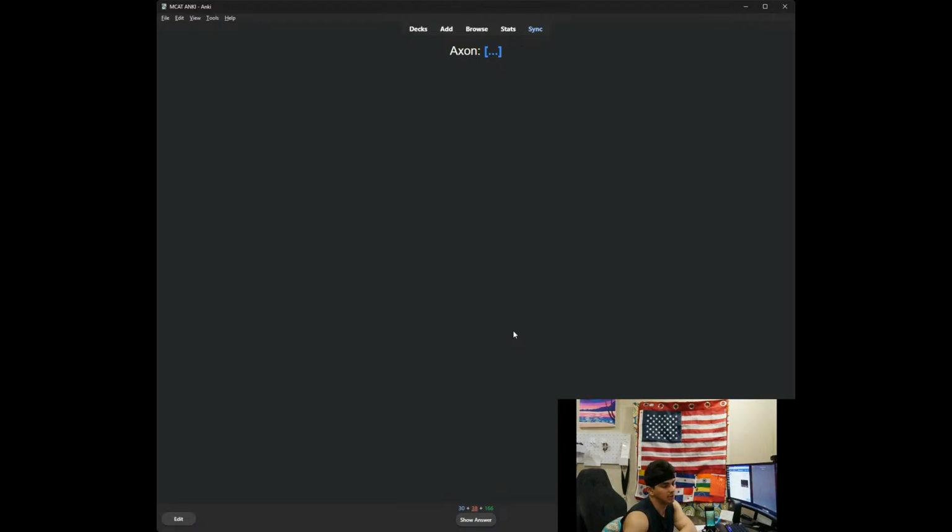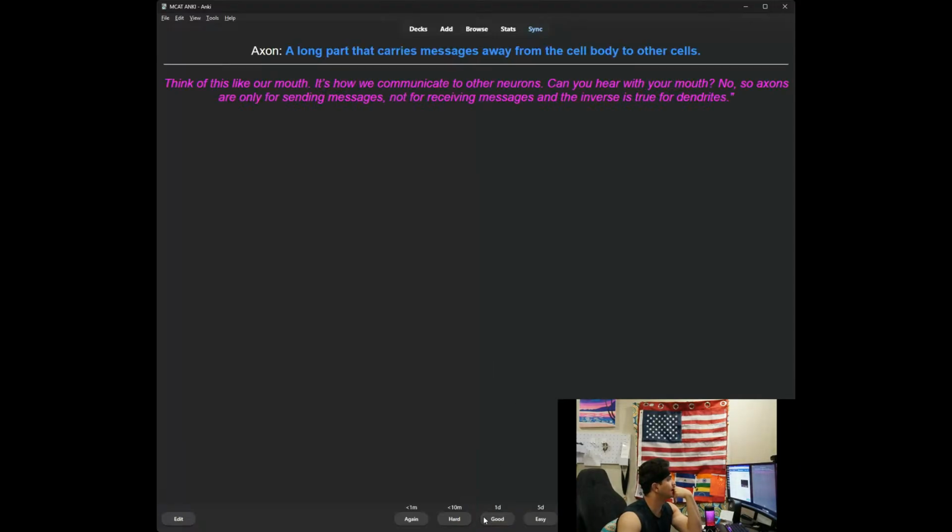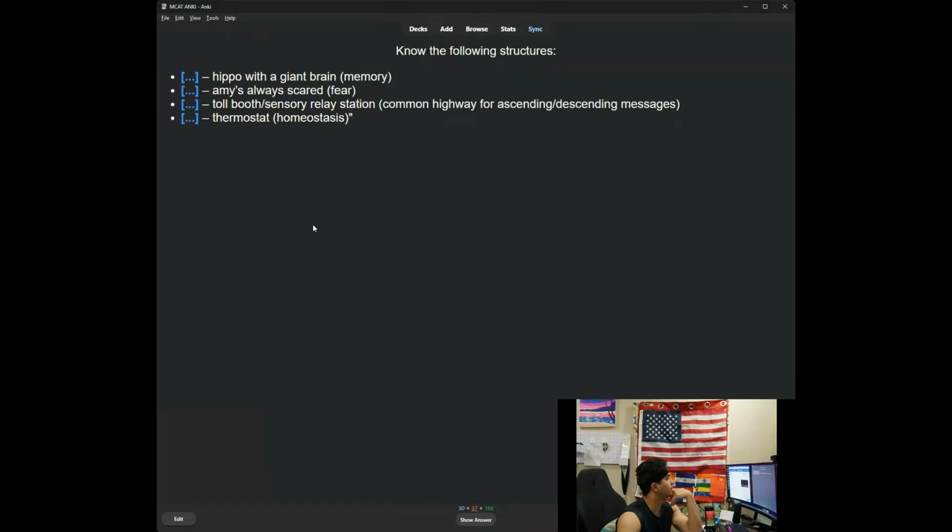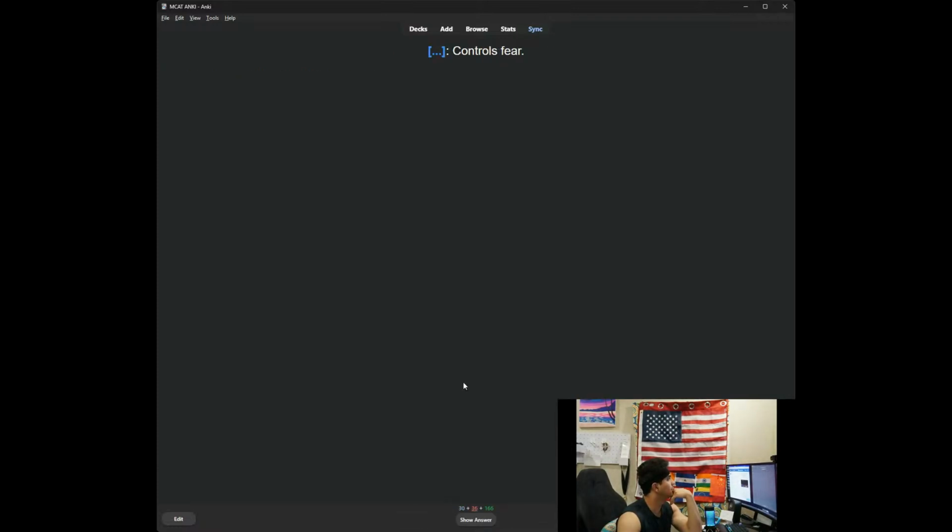Axon. Send messages out to other neurons through electrical or chemical synapses, through neurotransmitters. Away from the cell body. Hippocampus, amygdala, thalamus, hypothalamus, amygdala.